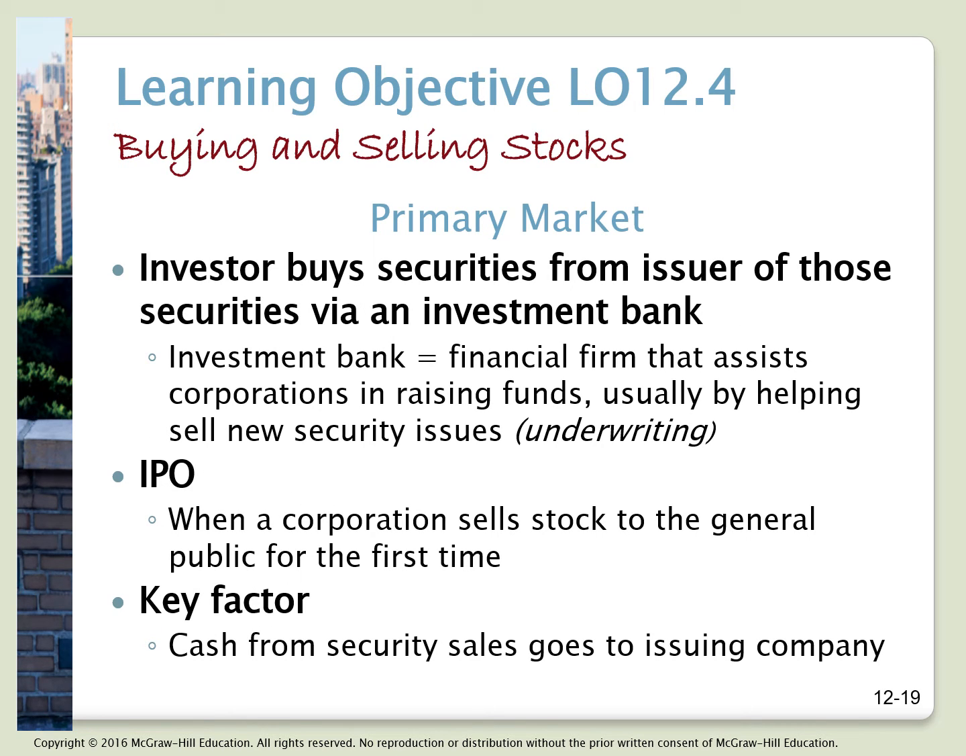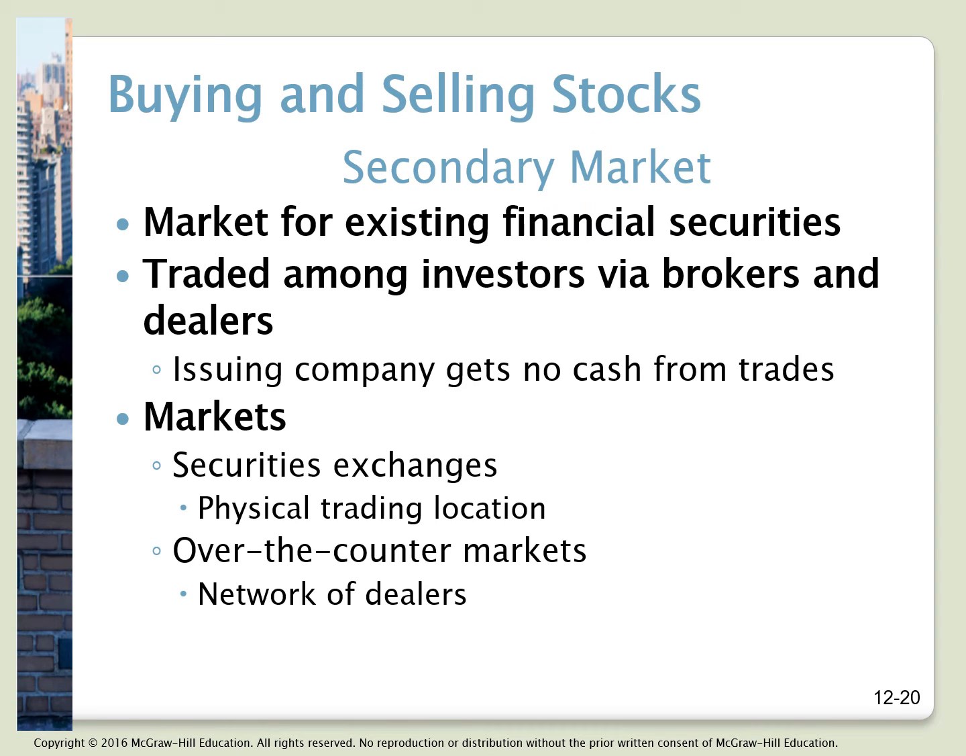Typically, they have been, at least historically. They have come back historically. Primary market investor buys securities from the issuer of those securities via an investment bank. These are initial public offerings. Again, IPO. When a corporation sells stock to the general public for the first time, key factor: cash from security sales go to an issuing company.